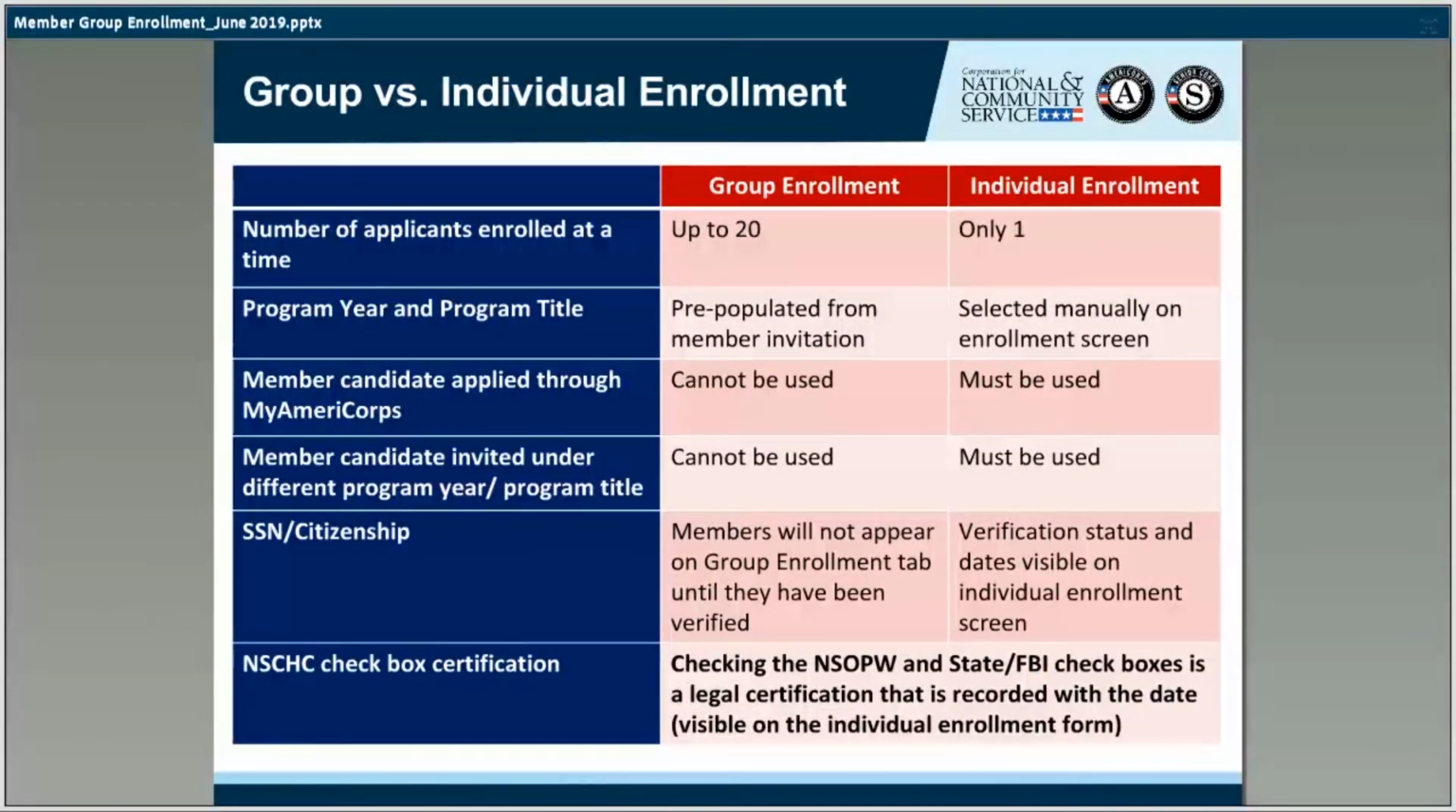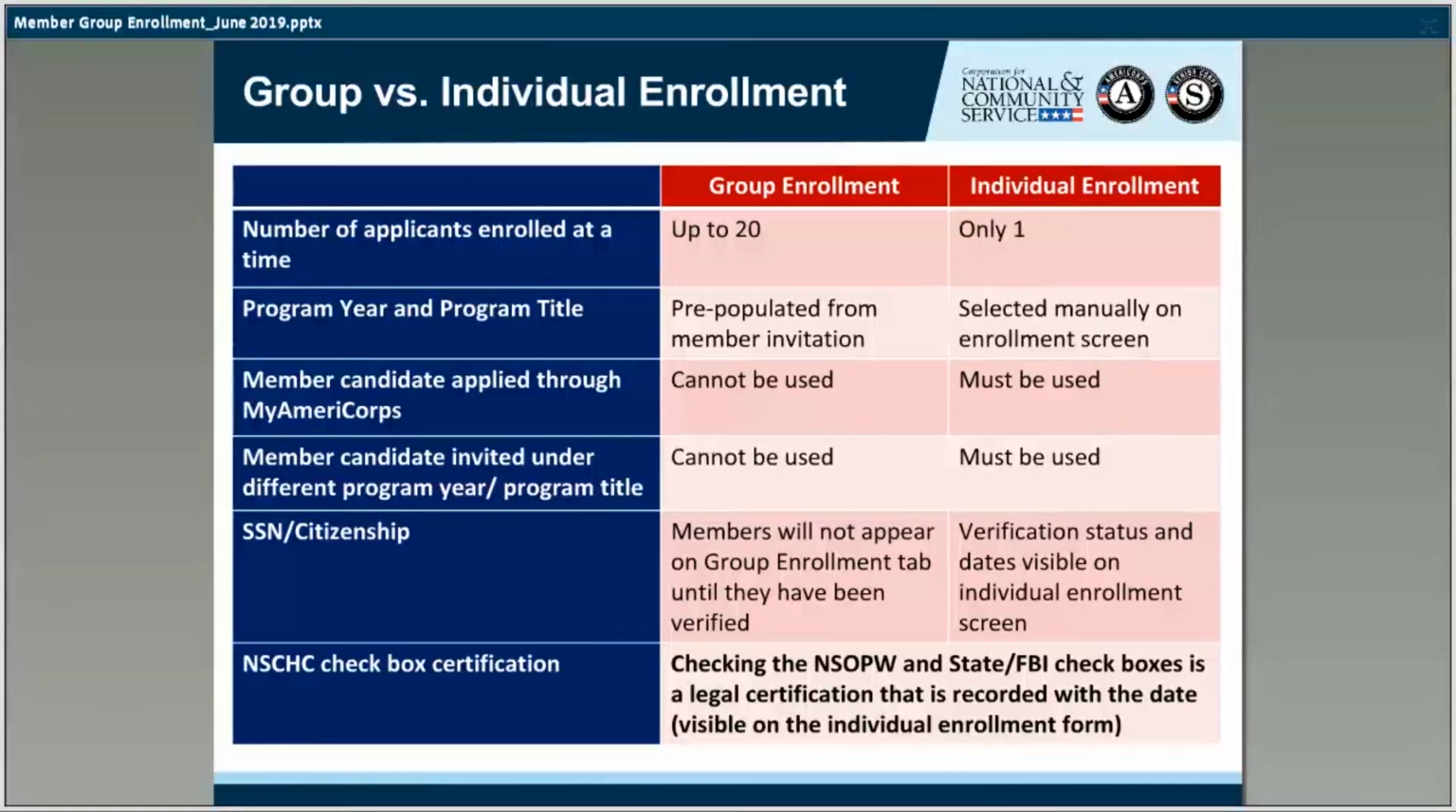But first, a little comparison of the differences between the group enrollment and the individual enrollment processes. As I just said, group enrollment allows programs to enroll up to 20 members at a time, while individual enrollment is limited to 1 member at a time. And also, as I mentioned earlier, in group enrollment, the member's program year and program title are set during the invitation process. So members who applied and were accepted via AmeriCorps cannot be enrolled via the group enrollment feature because the AmeriCorps application process doesn't link members to this specific information.